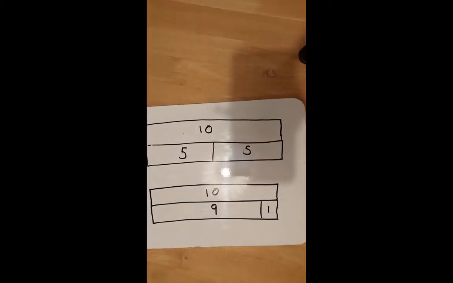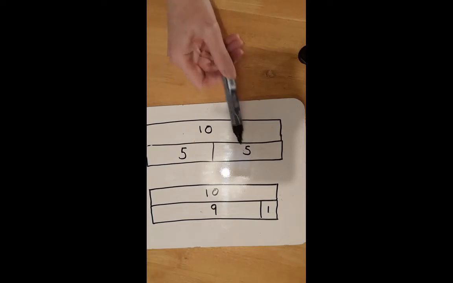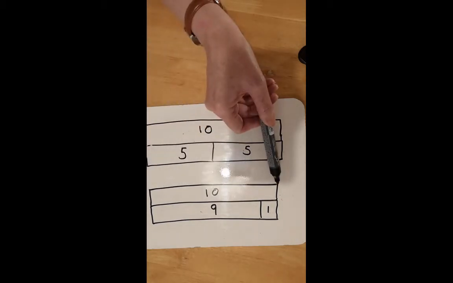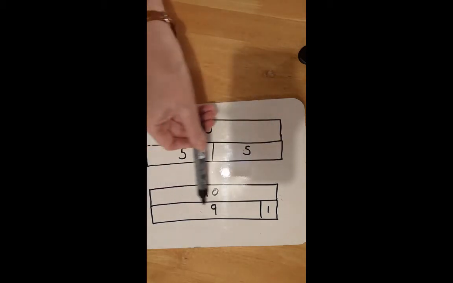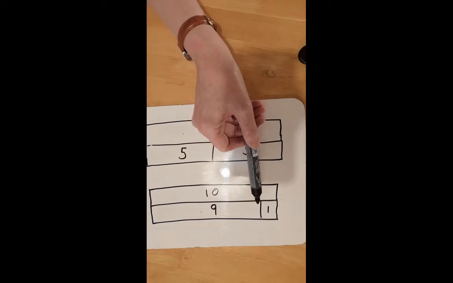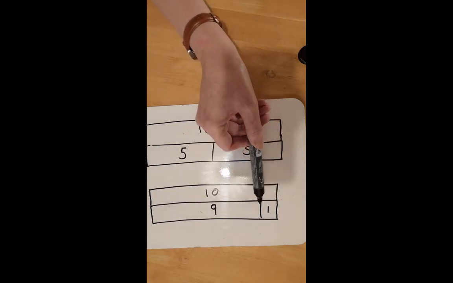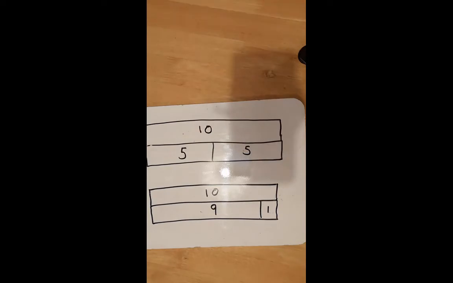The difference being, if I just pan my camera down, you see here, our bar at the top is 10, so that is the whole. And if we split it into half, the 5 and the 5 would make the 10. At the bottom one, we've got 10 still being our whole, but because 9 is the bigger part of the whole, and one is a smaller part of the whole, they're shown almost to scale. So that is the main difference between the part-part-whole and the bar model.